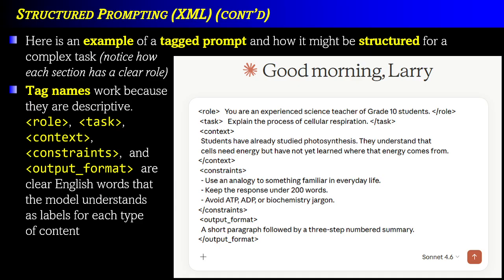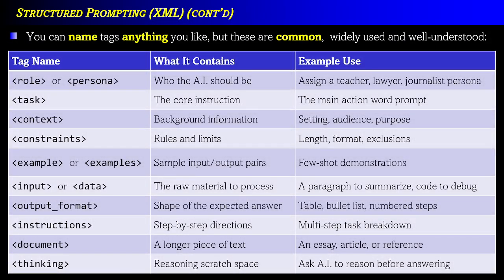Then you can see other tags like context, constraints, output format, all with an opening tag and a closing tag. These tag names work because they're descriptive. Role, task, context, constraints, output format. They're clear English words that the model understands and uses as labels for each type of content. So you can name tags literally anything. You don't have to memorize a bunch of name tags, but there are some common ones.